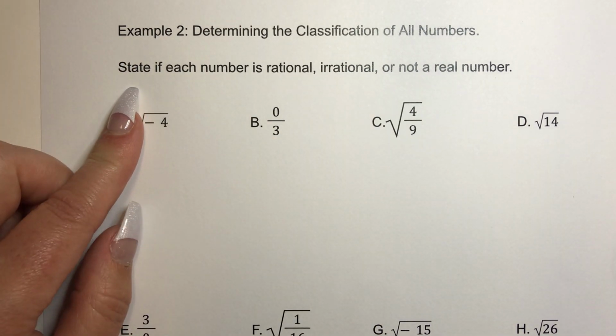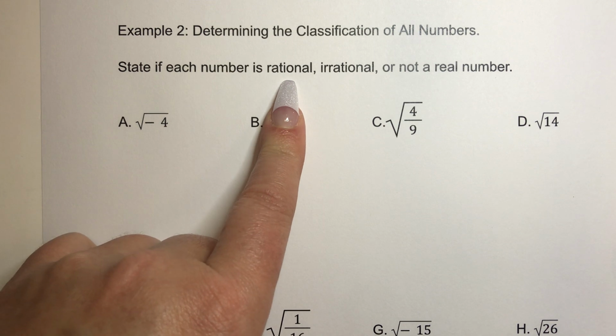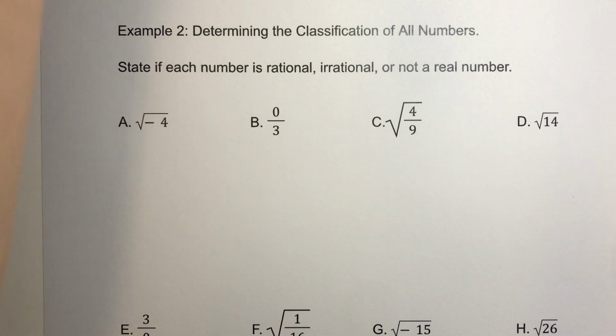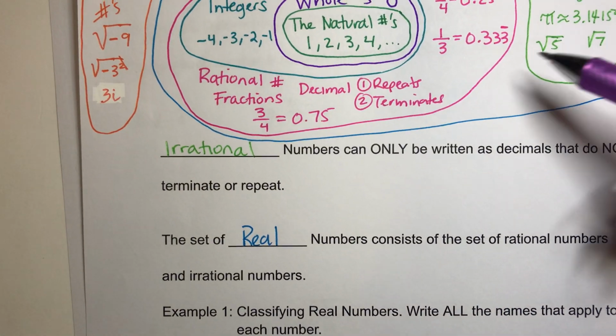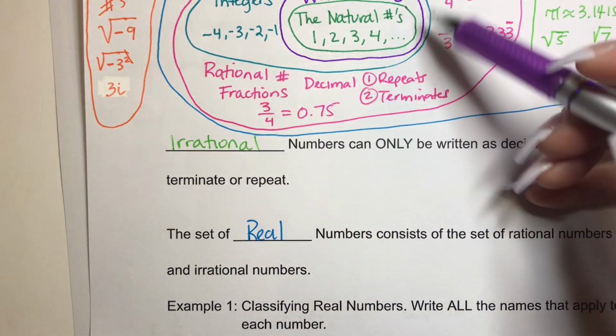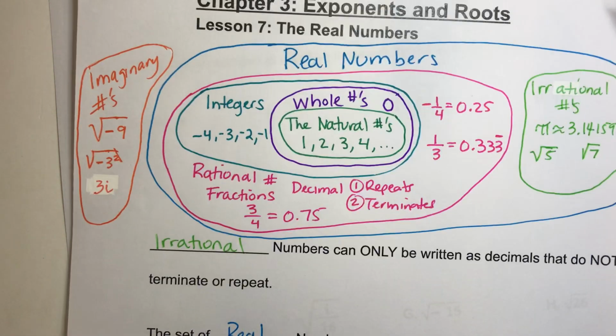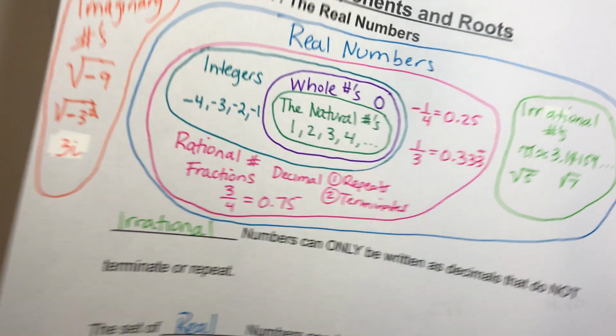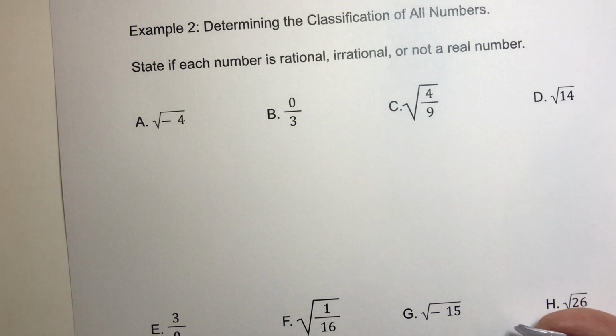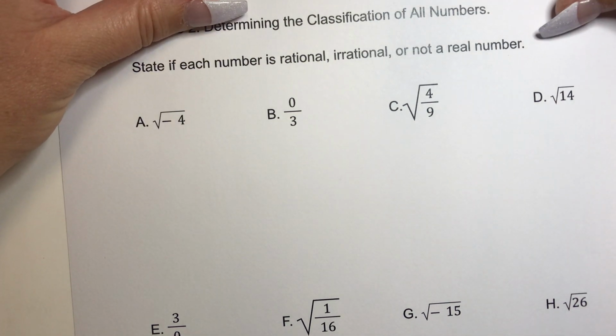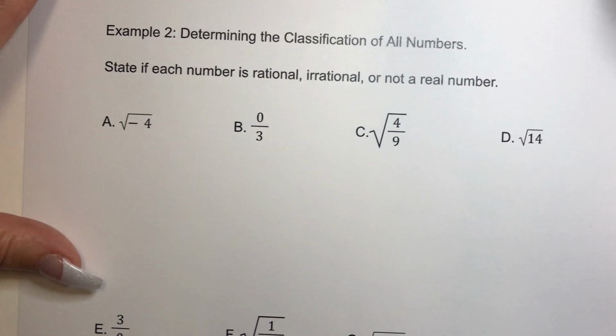So we're going to state if each number is rational, irrational, or not a real number. So what does it say? Rational. So anything in here, rational would be integer, whole number, or natural numbers, and then irrational numbers would be over here. Okay, so here we go. Let me fix this sheet.